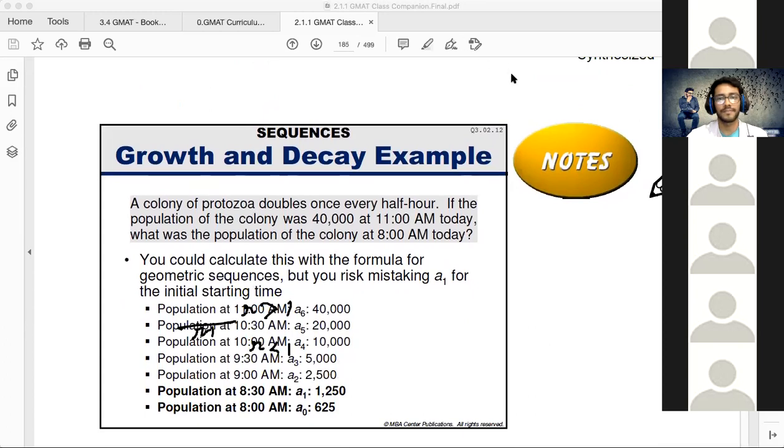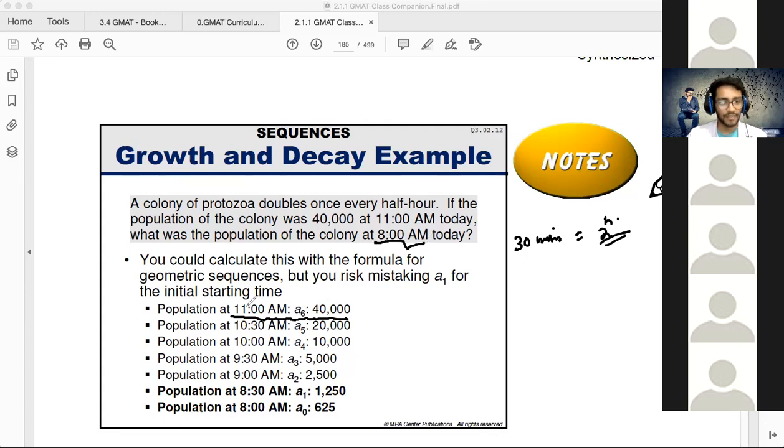Let's see this. A colony of protozoa doubles once every half an hour. Every half hour, 30 minutes, what will it do? It will double. So every half hour it is 2, and the next 30 minutes 2 power, so 2 power n basically. If the population of the colony was 40,000 at 11 a.m. today, what was the population of the colony at 8 a.m. today?